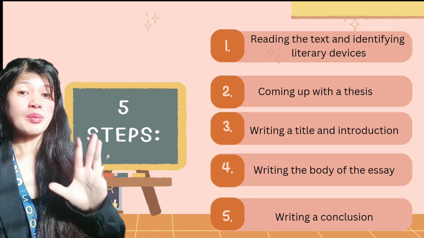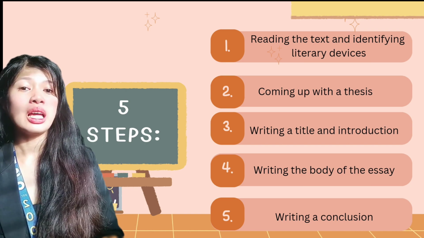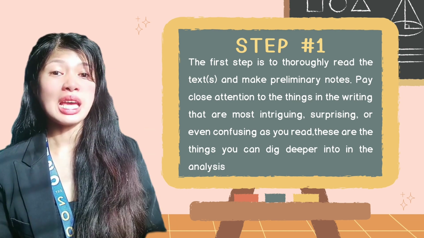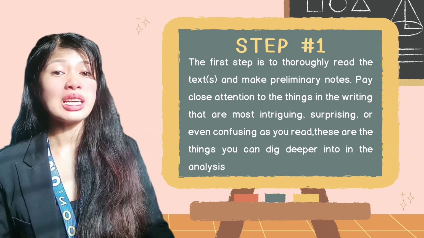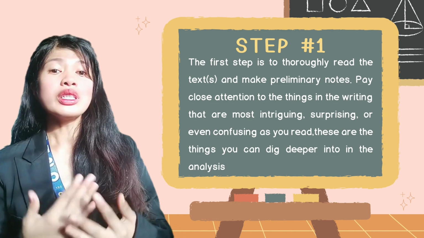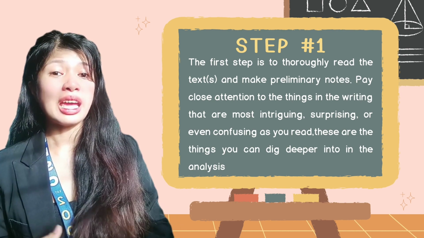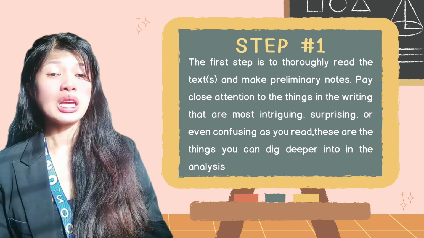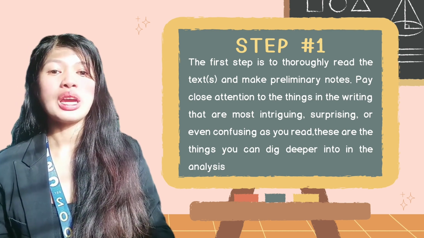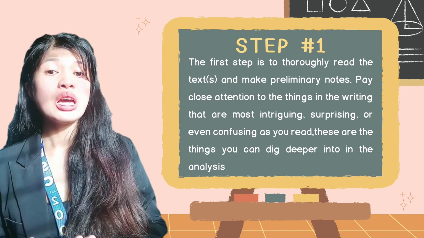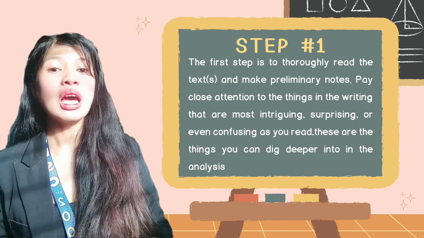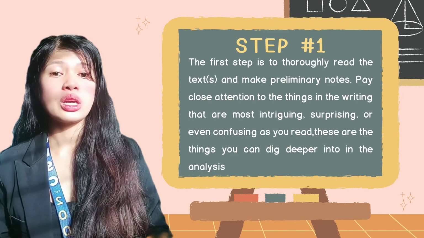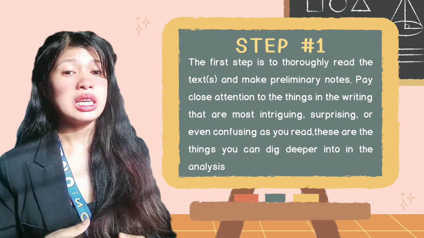There are 5 steps we should always follow when writing a literary analysis. The first step is reading the text and identifying literary devices. Thoroughly read the text, make preliminary notes, and pay close attention to the things in the writing that are most intriguing, surprising, or even confusing as you read. These are the things you can dig deeper into in the analysis.